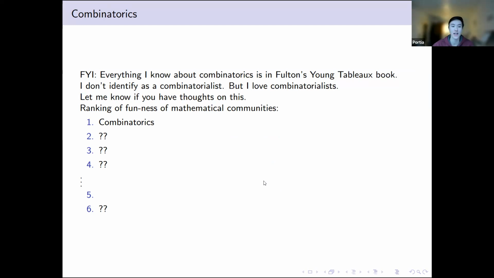Okay, combinatorics. I love the combinatorics community. I don't really know any combinatorics. I don't identify as a combinatorialist, but I love being part of your world. So I have one open question, which is, what is the ranking of funness of mathematical communities? We know number one, but does anybody have a spot 2 suggestion or spot 6? No? What's the least fun one? Maybe that shouldn't be recorded. Okay, well, we can debate that after.